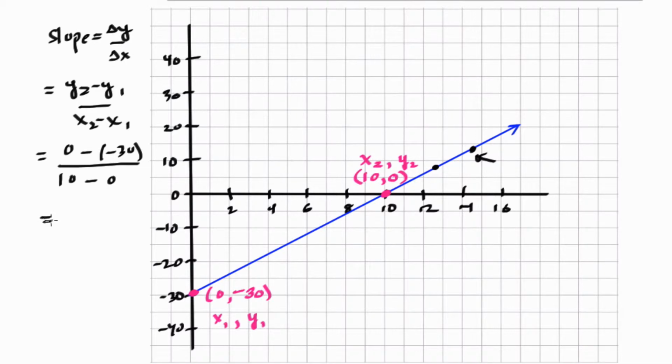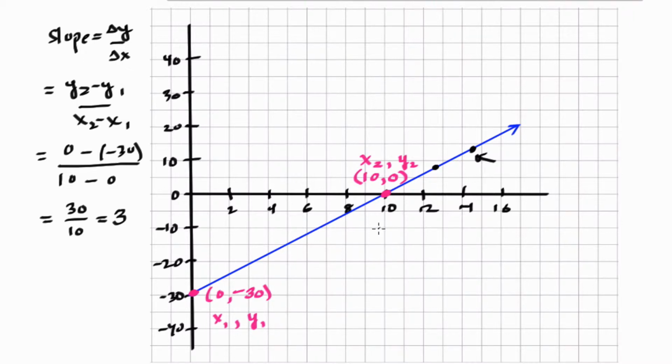And now I just do a little math. 0 minus negative 30 is the same as 0 plus 30. 10 minus 0 is just 10. And I get that the slope of this is 3. And I expect it to be a positive number because it is a positive slope, and I got a positive number, so that makes me happy.